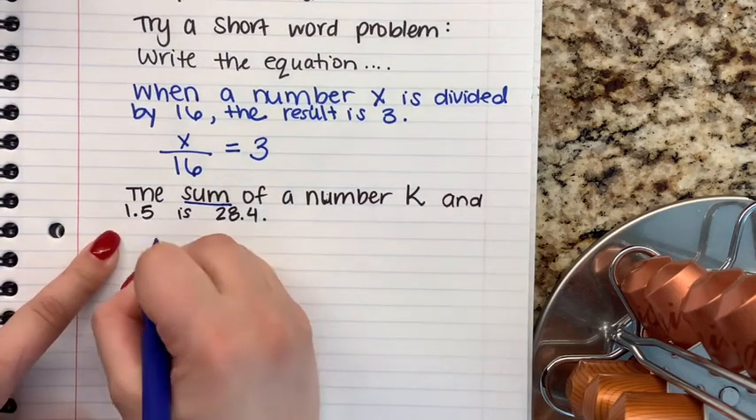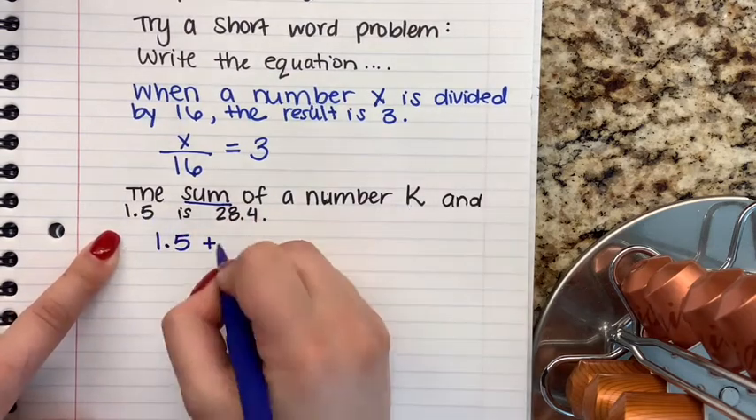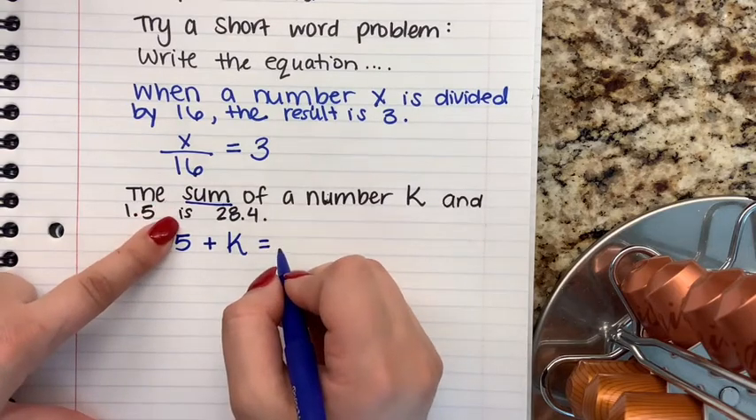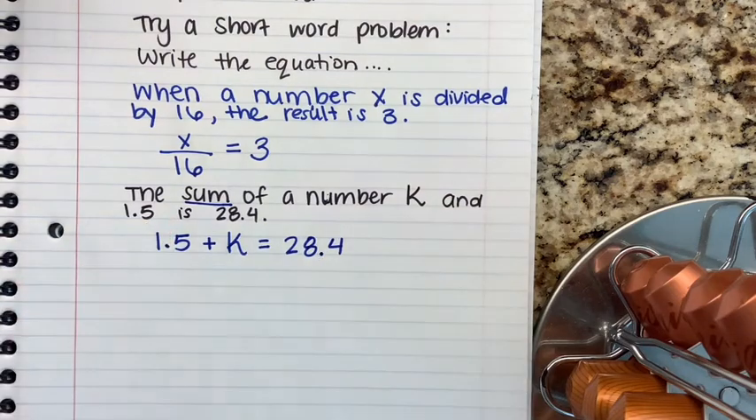So we're going to take 1.5 plus our number k equals, is another word for equals, 28.4. So 1.5 plus k equals 28 and 4/10. And we're done. They're just asking us to write out that word problem in number form. Okay, here is the last one for our short word problem.